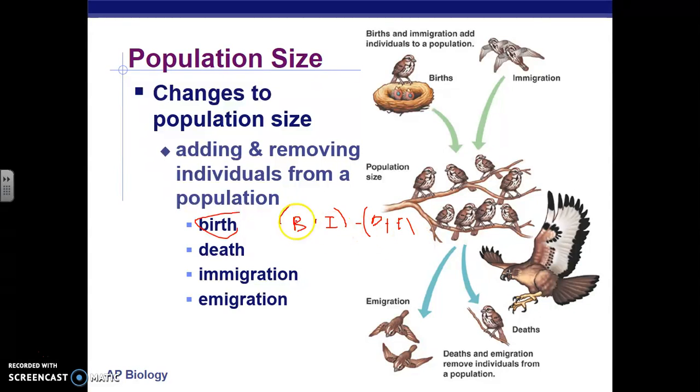This is who is either being born or coming into the population, and this is who is either dying or leaving the population. So if you have a negative number here, obviously your population size is decreasing. If you have a positive number, that means your population size is increasing. We are going to look in much more detail at the math on this in Wednesday's lesson.